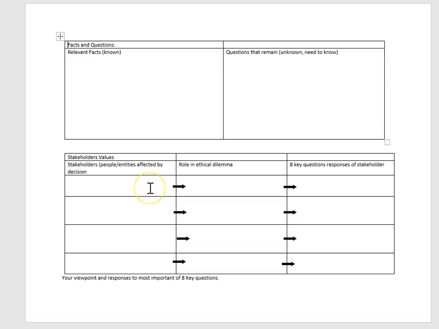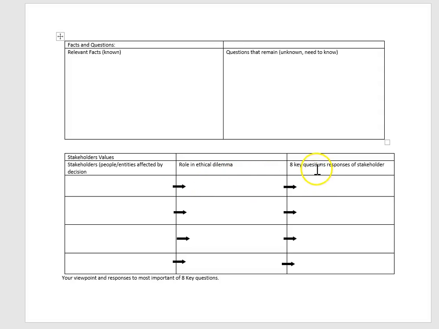Okay, next we have to realize that the decisions we're making influence society. So you're going to have to think beyond yourself. So this ethical dilemma about the growth hormone, who are the stakeholders? The children would be a good example of stakeholders. What's their role in this ethical dilemma? They're the ones getting the injections.